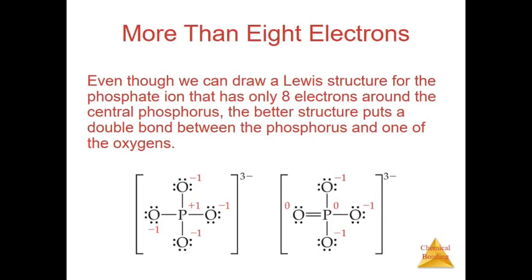In this one right here, it shows you phosphorus with 4 oxygens. And as we look at the phosphorus with the 4 oxygens, it's throwing the formal charges on these. This is the phosphate ion, PO4 3-. And the better structure is going to put the double bond between the phosphorus and one of the oxygens as far as formal charges goes.